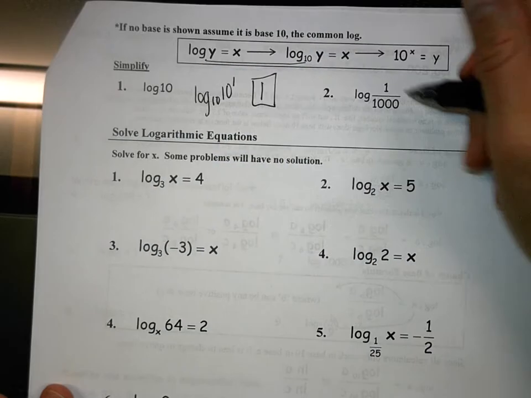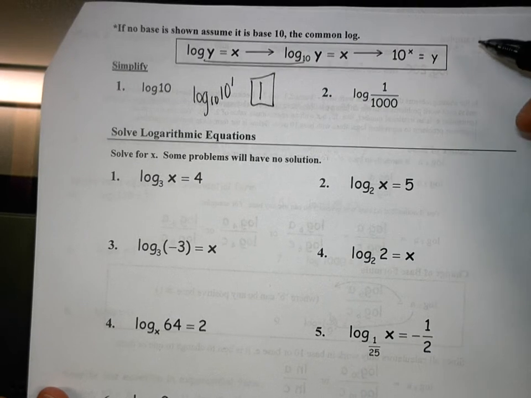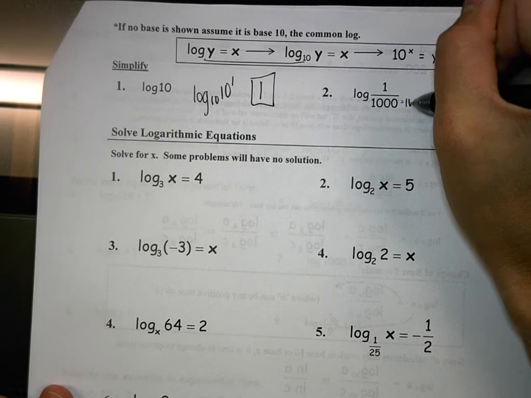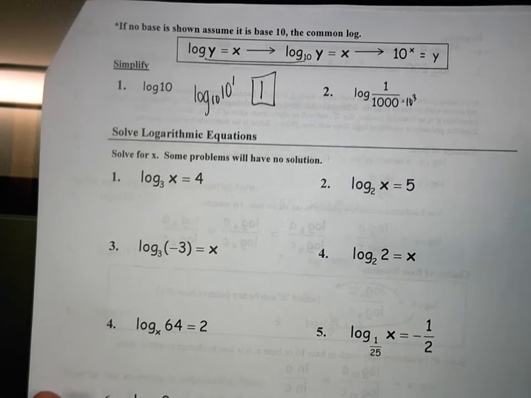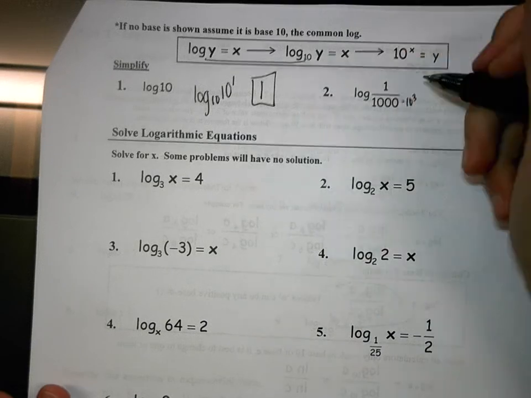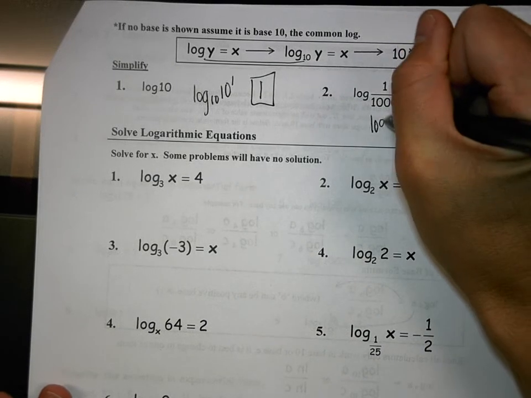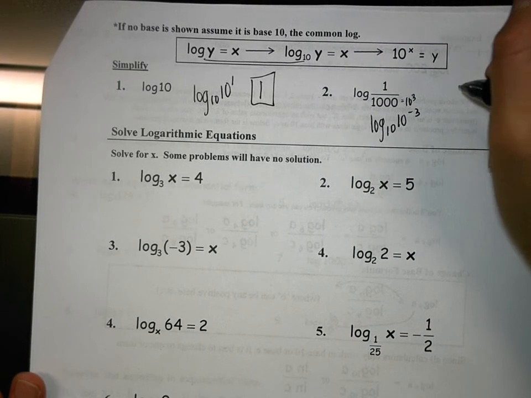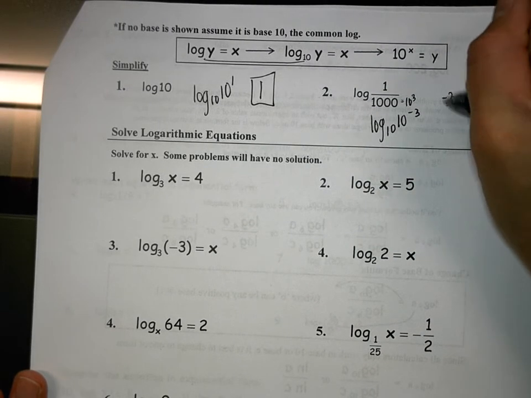What would you do to rewrite this one? 1,000 is what? 10 to the 3rd. And 10 to the 3rd, good. And if it's a fraction, that means we're going to make it as? Negative, or 10 to the -3rd. Good. So this is log base 10 of 10 to the -3, so that answer is just? -3.